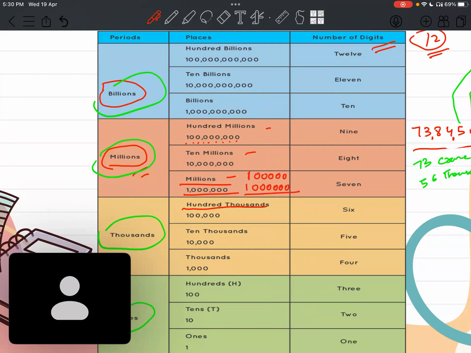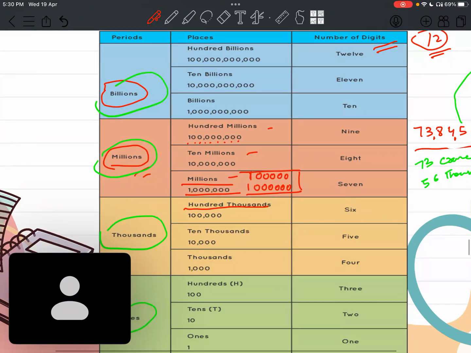So 100,000 means 1 lakh. We were talking about lakh and 10 lakh. See this.